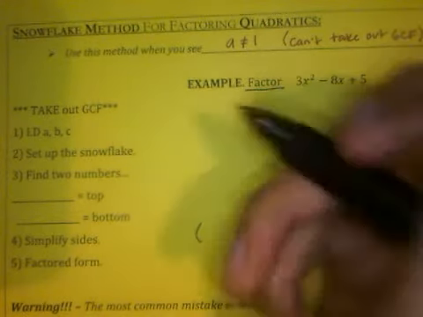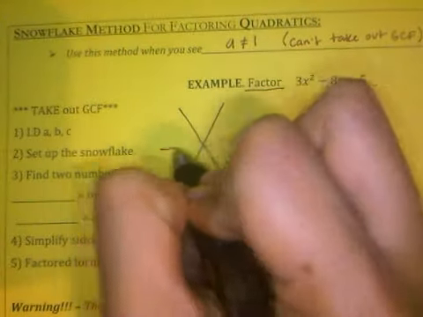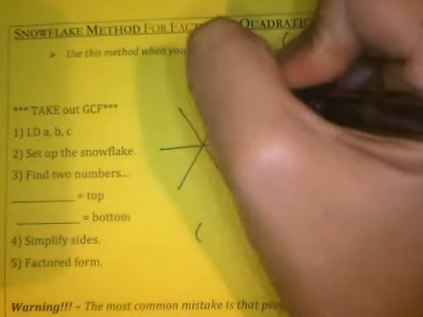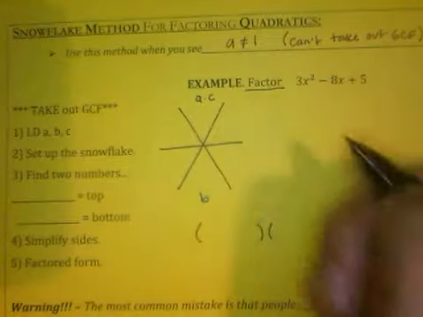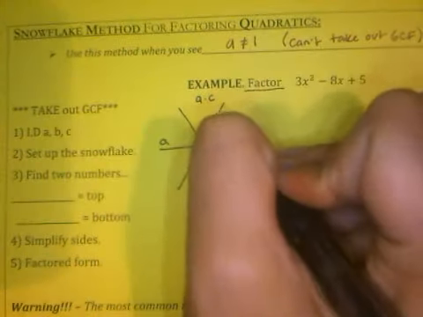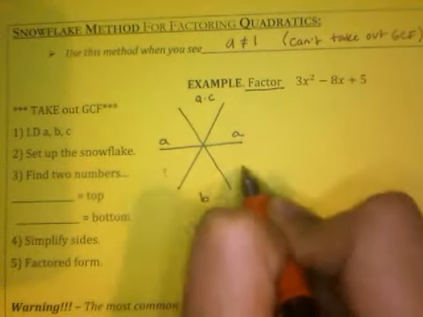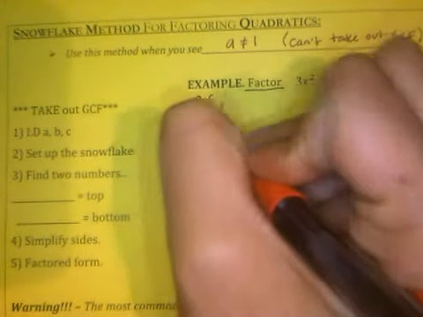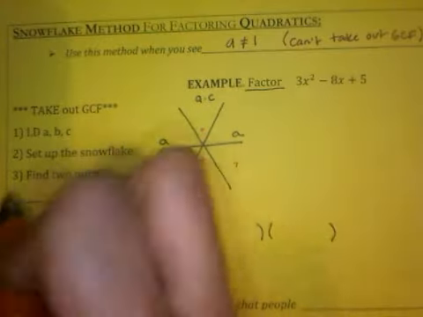To set the snowflake up, you'll draw an X with a line through the middle. At the top, we will multiply A and C from my standard form quadratic. At the bottom goes B, and on the sides, your A values. Your job, when we get there, will be to fill in these two blanks with two numbers that multiply to equal the top and add to equal the bottom.